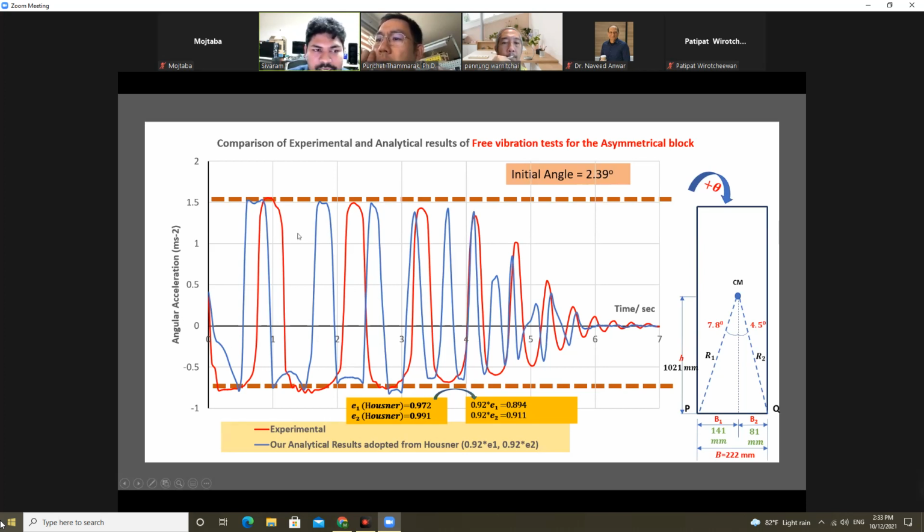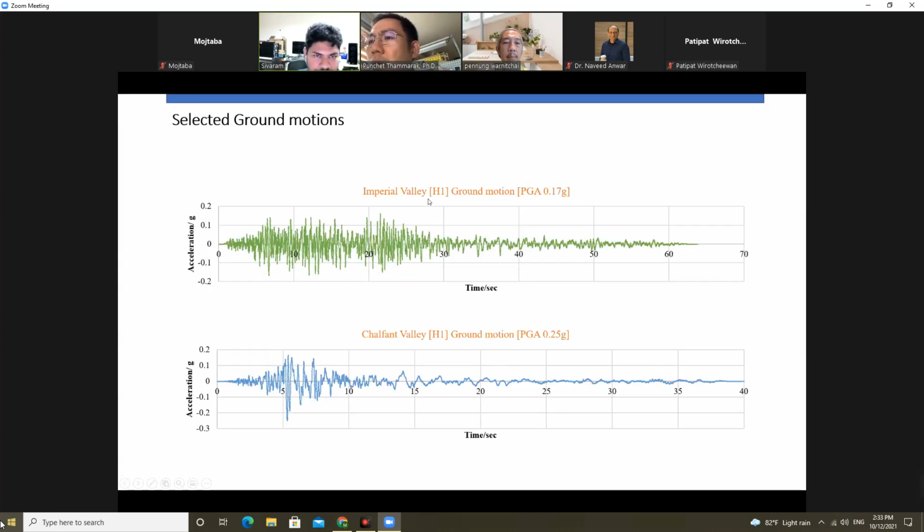For the asymmetrical specimen, we can see the difference of both sides. The cylinder side has higher angular acceleration. Cylinder side means the positive side. The positive side always has higher angular acceleration, and it also overturns on this side, in the cylinder direction.